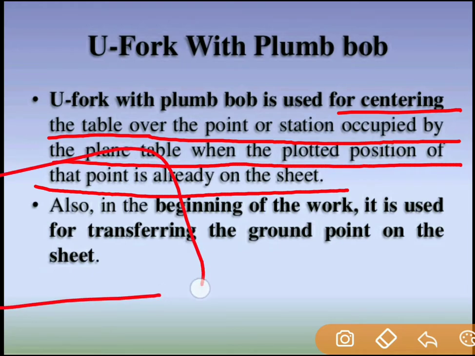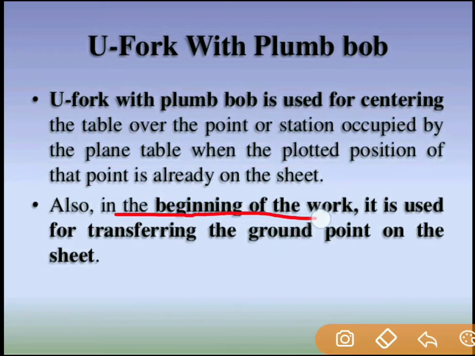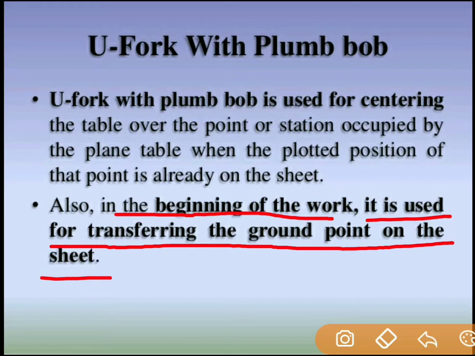For example, here we have a plane table and a drawing sheet. Here we have one point or one station, and I want to transfer this point to the ground. We use the U fork with plumb bob. Otherwise, for centering also we can use the U fork with plumb bob. Also, at the beginning of the work, it is used for transferring the ground point on the sheet.